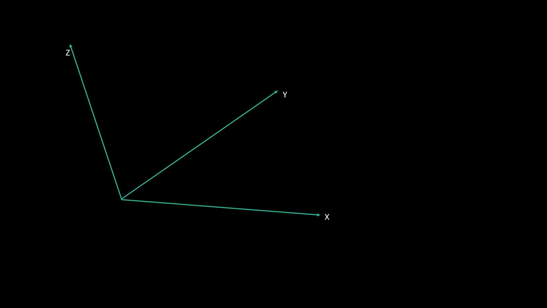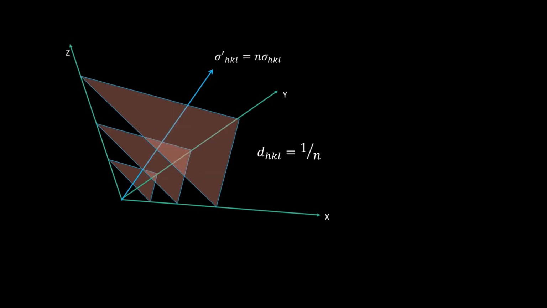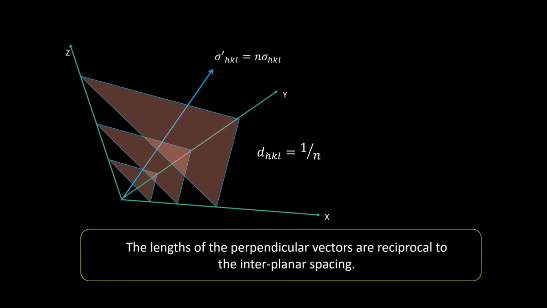So in general, if we take a normal vector sigma prime HKL, which is n times longer than sigma HKL, this new vector corresponds to a family of planes of indices nh, nk and nl with an interplanar spacing which is n times smaller. Therefore, we arrive at an important conclusion that the lengths of the perpendicular vectors sigma HKL are reciprocal to the interplanar spacings.